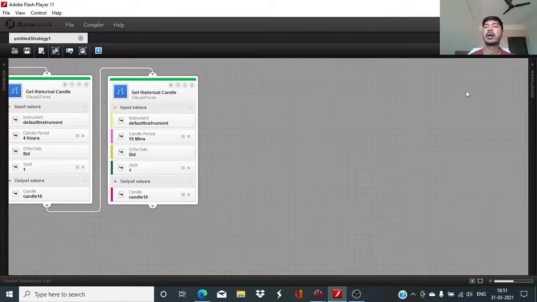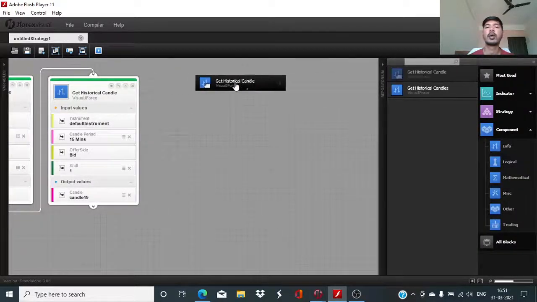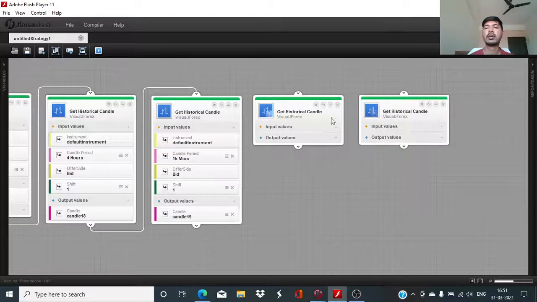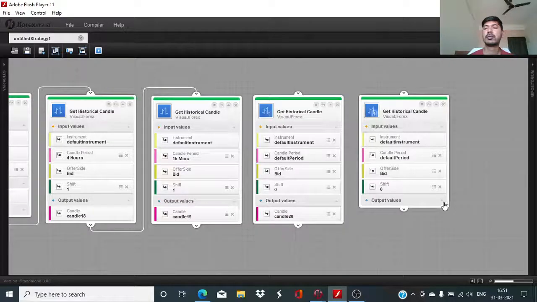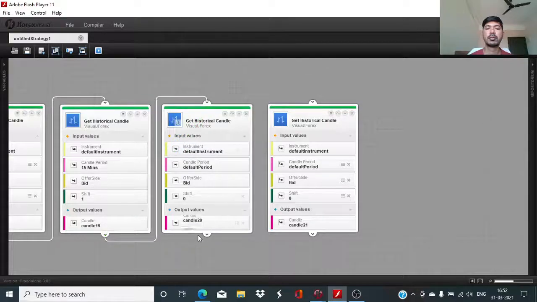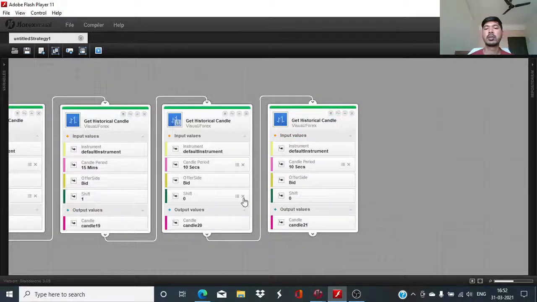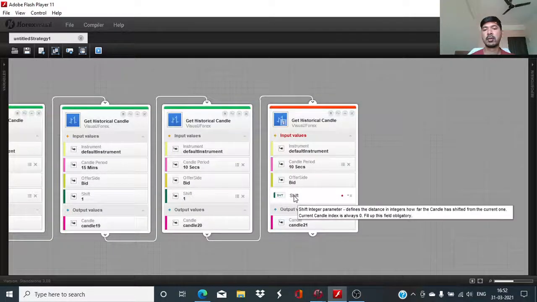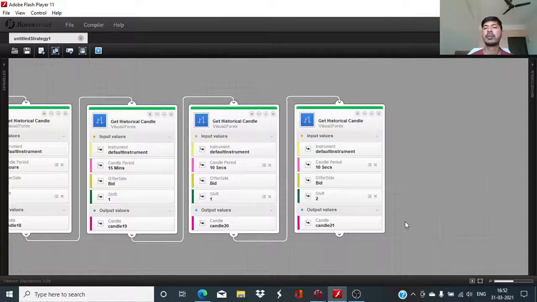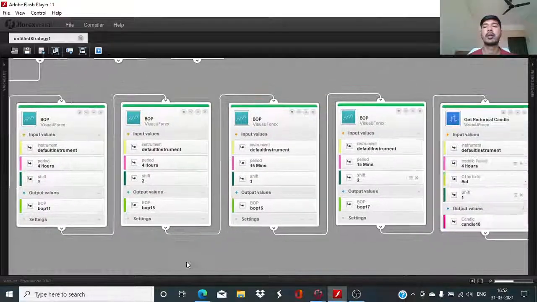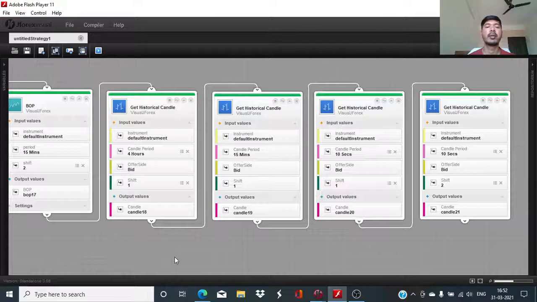Then to pinpoint the exact entry point, we will also have to take the help of 10-second candles. This will be changed to 10 seconds, and shift will be 1, and 2. Okay. So with the help of these blocks of balance of power and then historical candle, we can design and develop the algorithm.